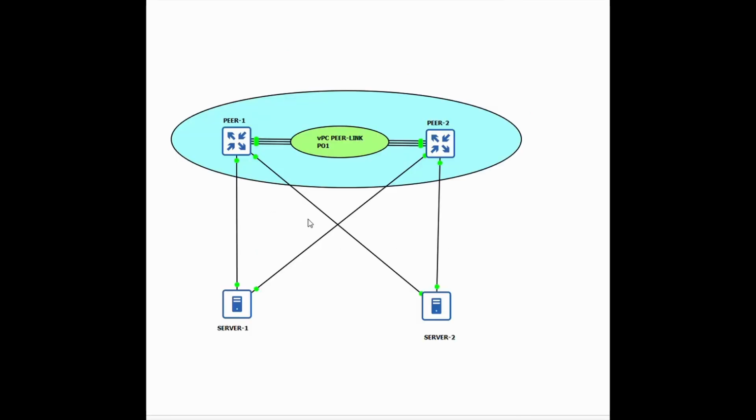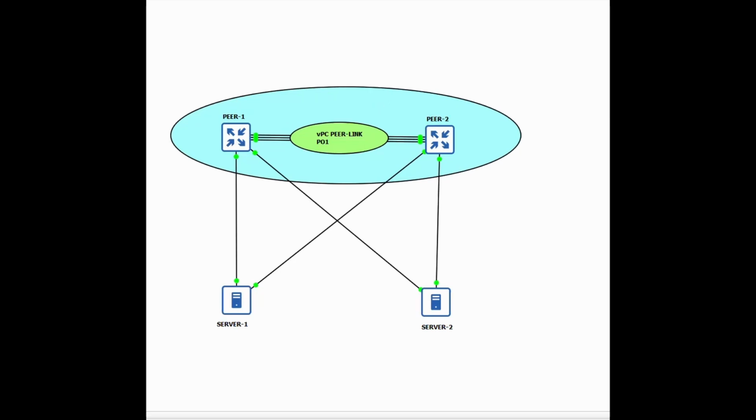So friends, this is the physical topology that we will use for implementing VPC in this video. We have a pair of Nexus switches and they are connected to each other on two physical links for the VPC peer link. We are using Ethernet 1/8 and Ethernet 1/9 to form the VPC peer link. They will be configured in port channel 1 on both peer 1 and peer 2. They're also connected across a third link, which is the management link for bringing up the VPC peer keepalive link.